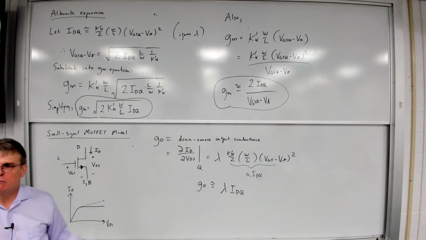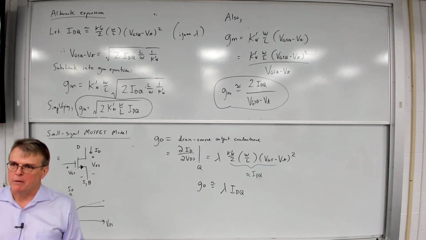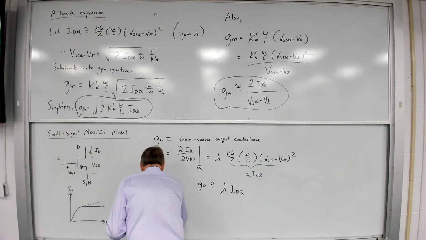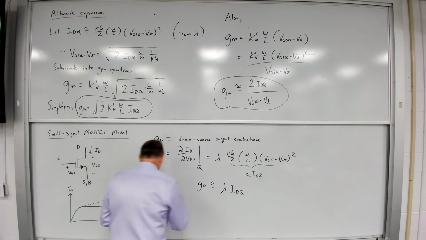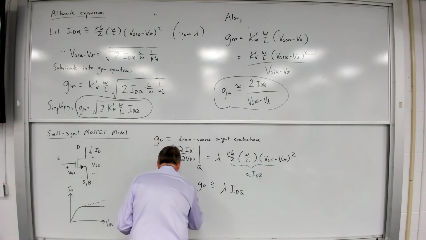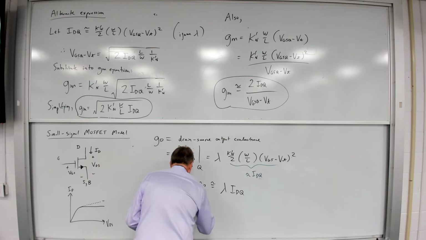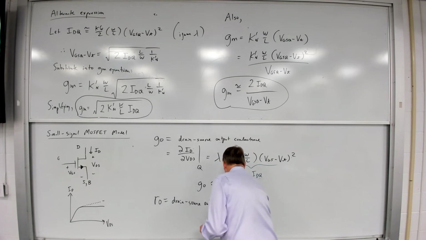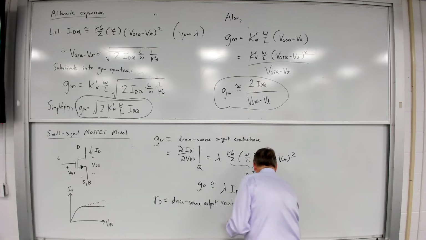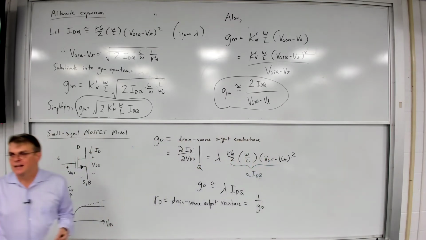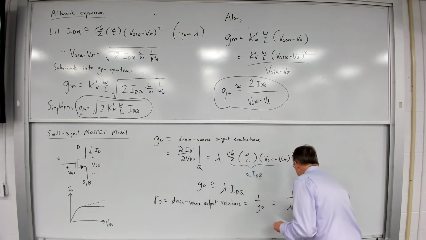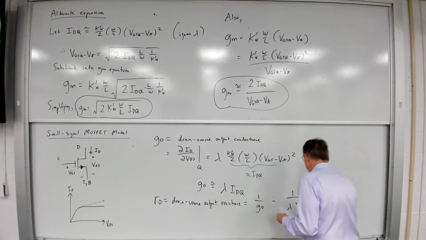We did something similar for the triode region, for the ohmic region before, but now we're doing this in saturation. We therefore define R sub O as our drain source output resistance, which is going to be nothing more than the inverse of the conductance. And therefore, it's equal to 1 over lambda times IDQ.